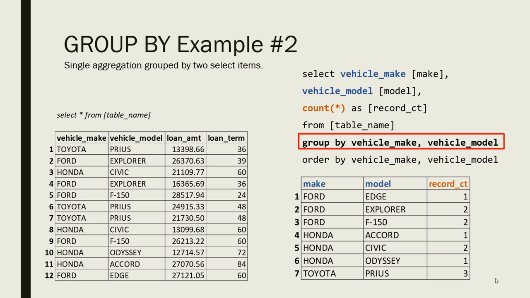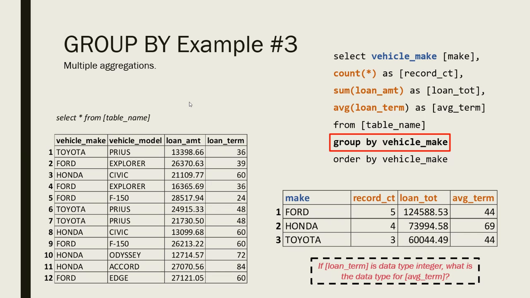And so this is kind of showing you that you can group by more than one variable, and ultimately what you're doing there is grouping by unique combinations across the grouping variables. Moving on to example 3, we're going to do multiple aggregations.